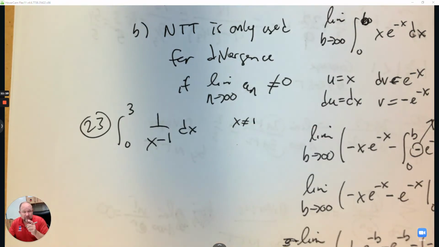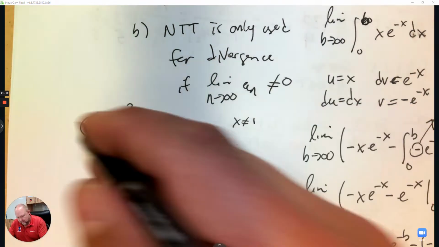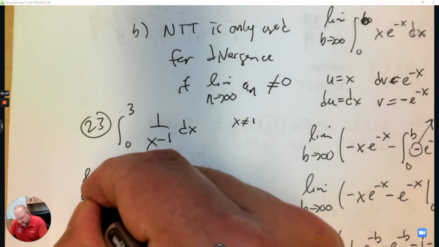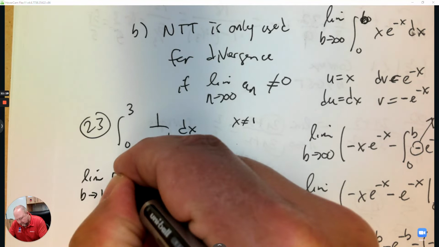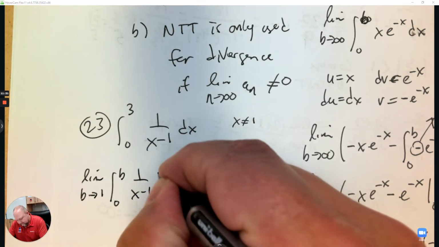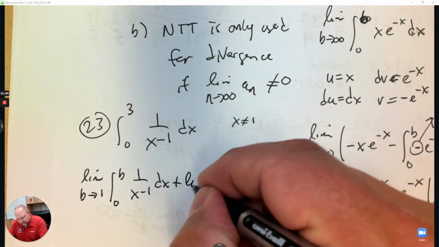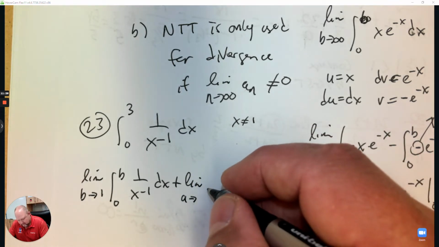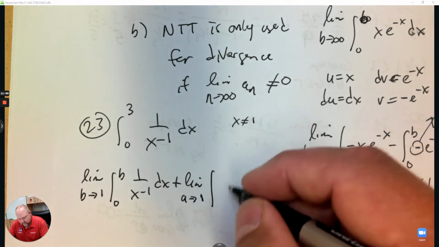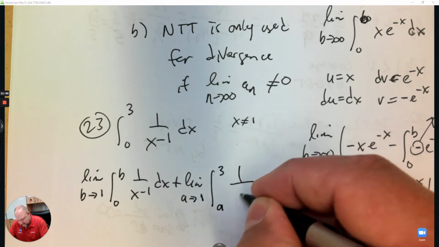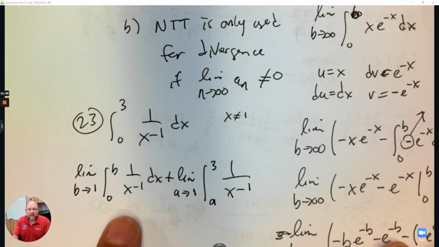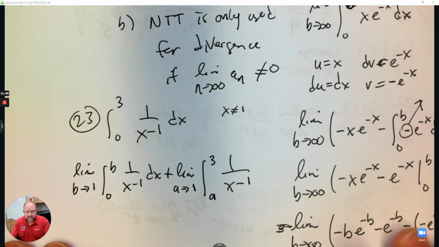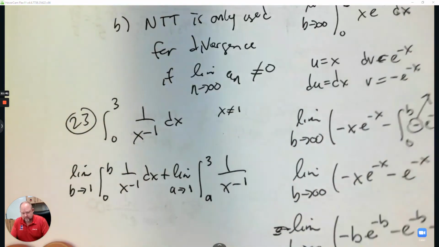So I have to actually set up two integrals because it's in between. So the first one I'm going to use is going to go from 0 to 1. So I'm going to let b, as b approaches 1, from 0 to b. And then the second limit, I'm going to use a, as a approaches 1. And this one's going to go from a to 3. So I'm going to go from 0 to 1 and 1 to 3, split it into 2. And now I'm going to integrate both of them.